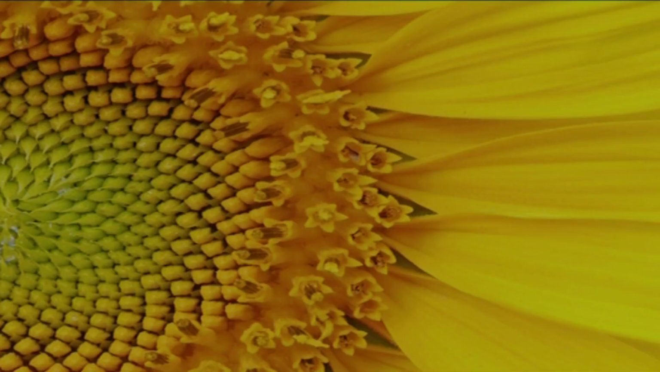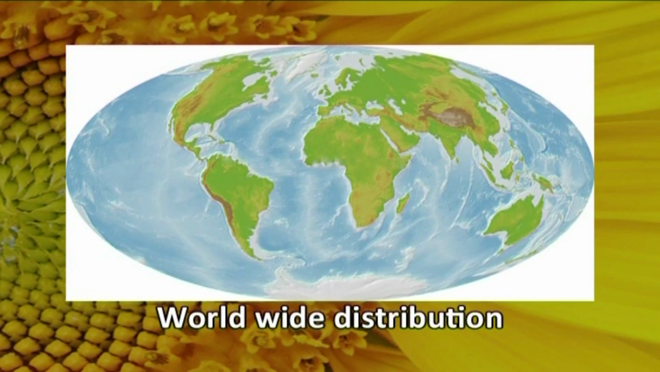Members of this family Asteraceae show a cosmopolitan distribution. Their distribution is worldwide, but they are most diverse in the temperate and subtropical mountain regions, and they are commonly found in open and dry habitats.